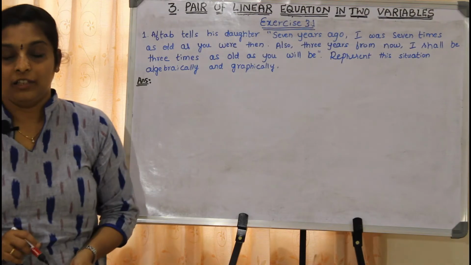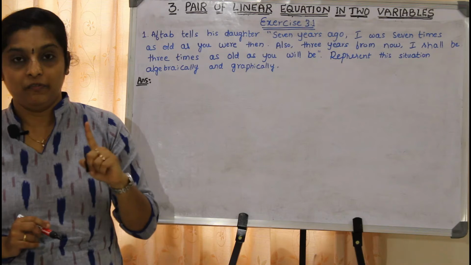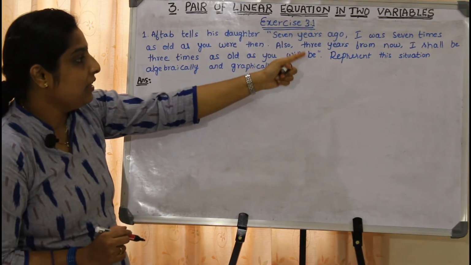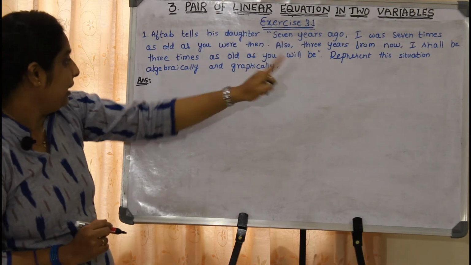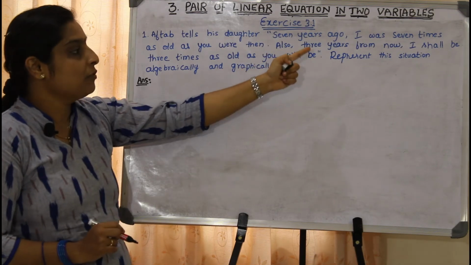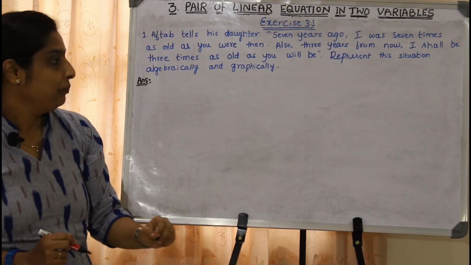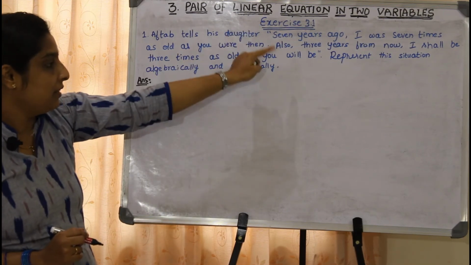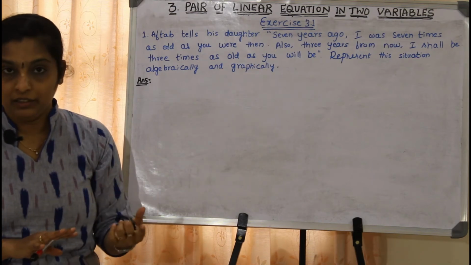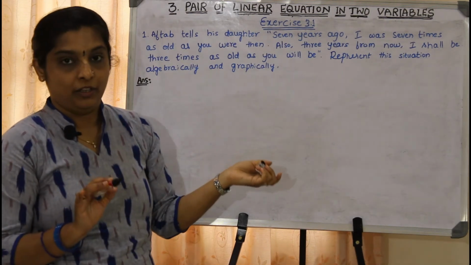So let us solve some exercise sums. So this is exercise 3.1, first sum. Aftab tells his daughter, 7 years ago I was seven times as old as you were then. Also 3 years from now I shall be 3 times as old as you will be. You have to represent this situation algebraically and graphically, like we have done in the example sums. First let us try to express this algebraically.